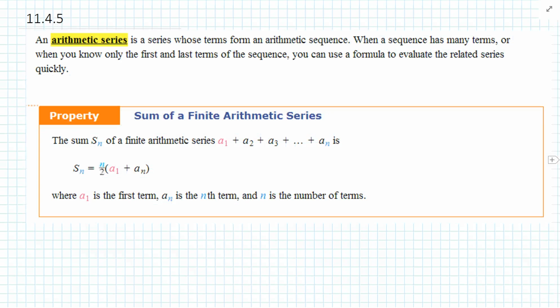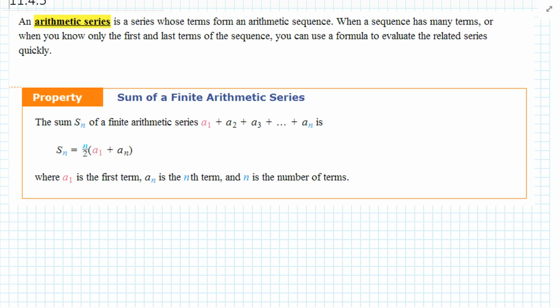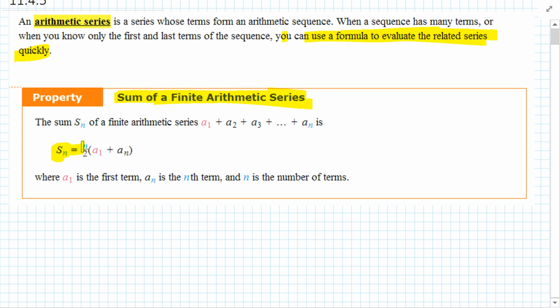Pretty simple. An arithmetic series is a series whose terms form an arithmetic sequence. When a sequence has many terms, or when you know only the first and last terms, you can use a formula to evaluate the related series quickly. Here is the property, the sum of a finite arithmetic series: S of n, the sum of a1 all the way to an, is equal to n over 2 times the first term plus the nth term. For arithmetic, there is a common difference.